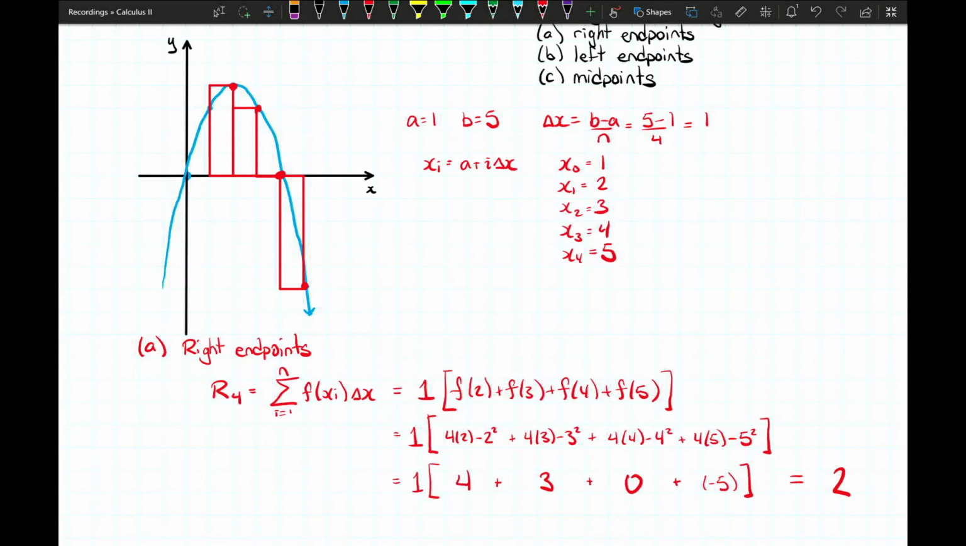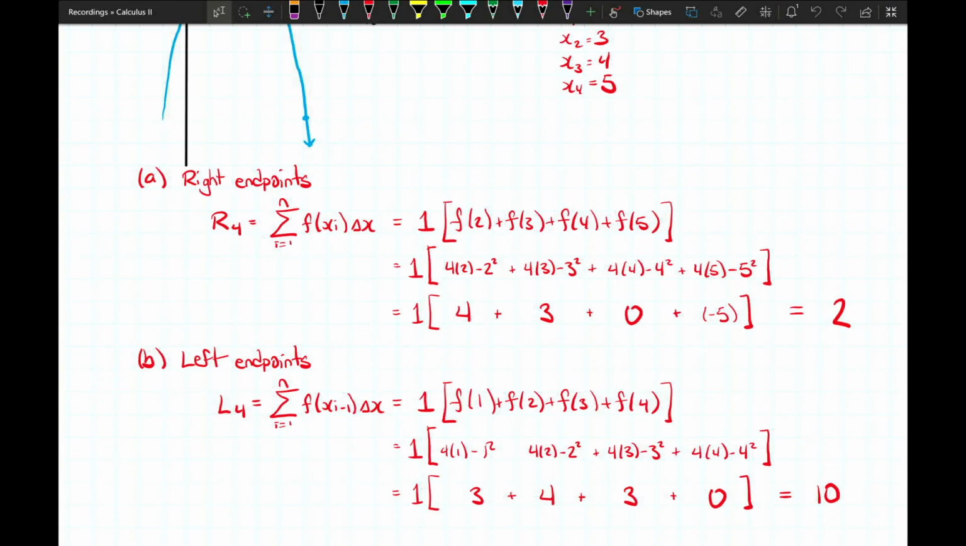Now we can end up with something completely different when we consider left endpoints. With left endpoints, if we have n equals 4, we can say that the area is just L4, which is a good approximation of the actual area. This time around, though, our choice for xi star is x(i minus 1), and that's going to be starting at x0, and then x1, x2, x3. And those are the values for x, 1, 2, 3, 4. They are the left-hand endpoints.